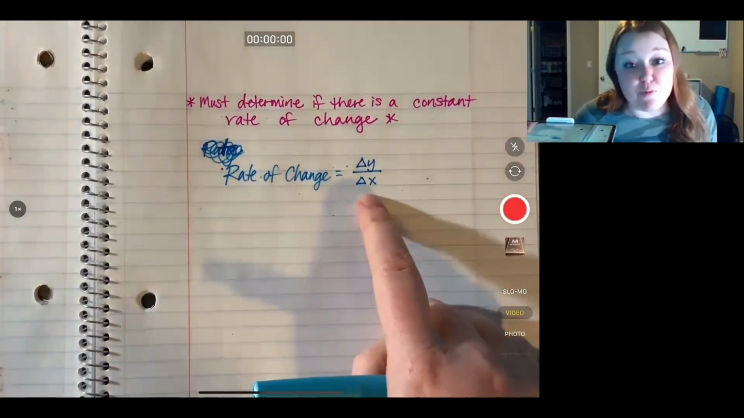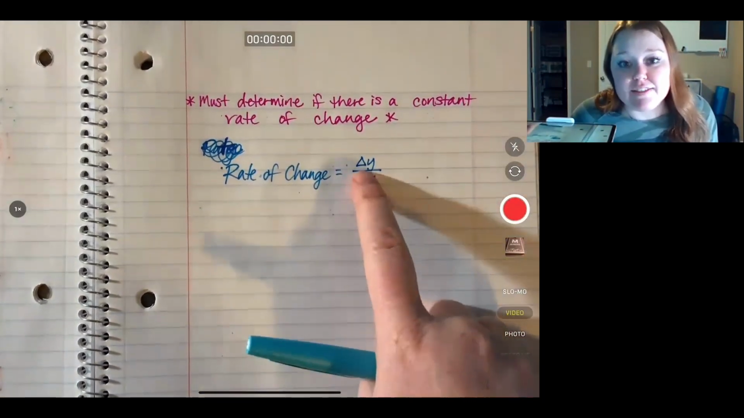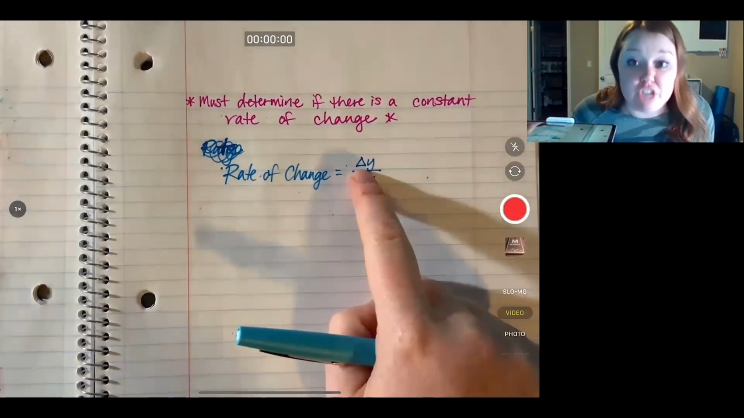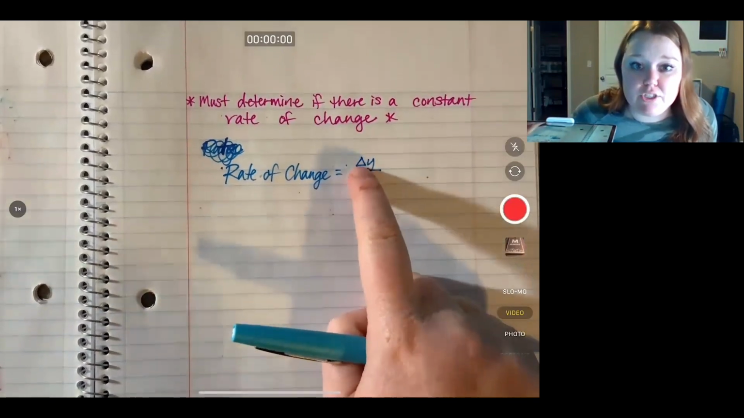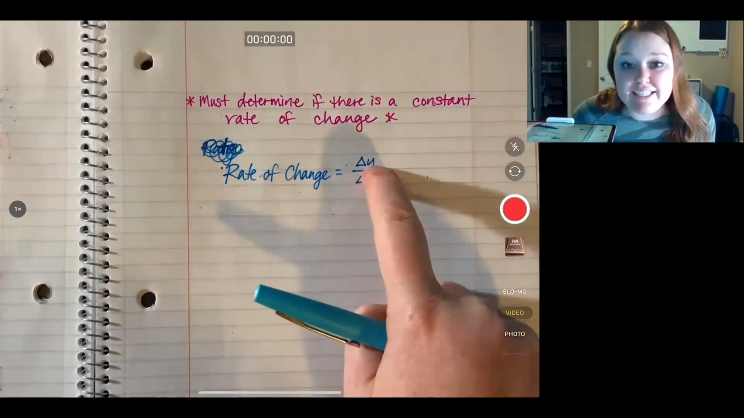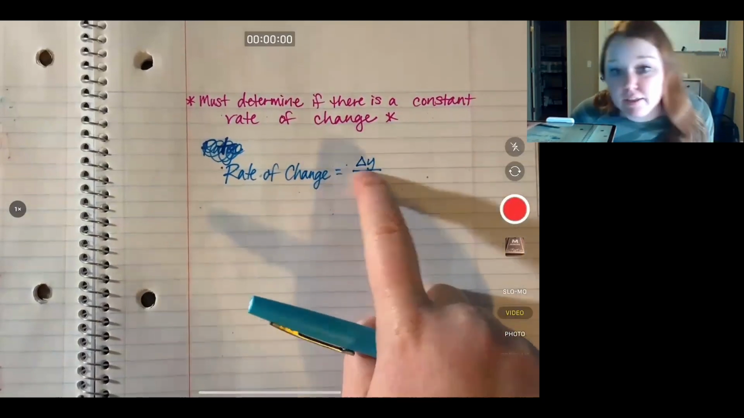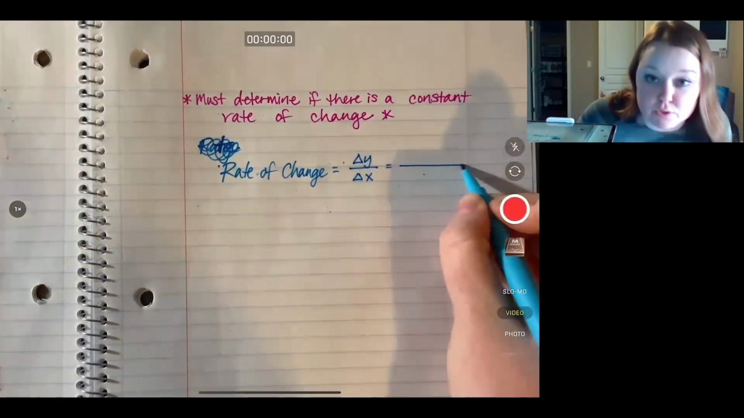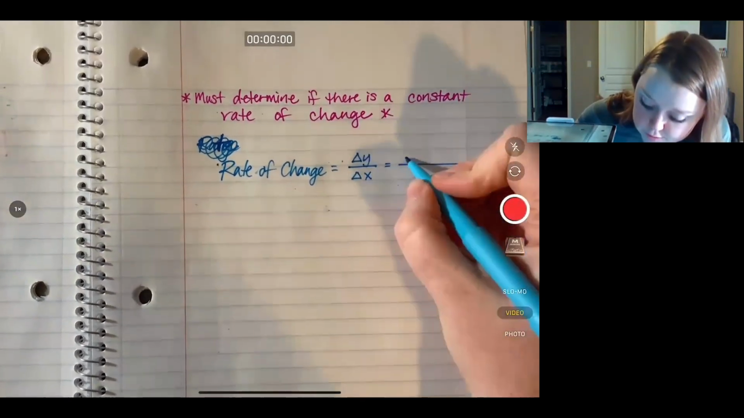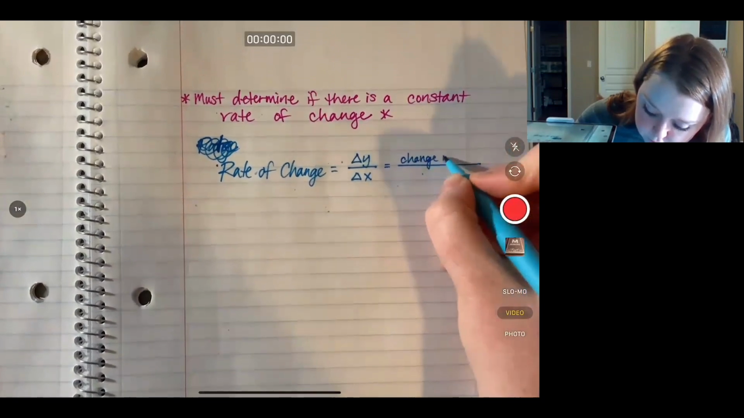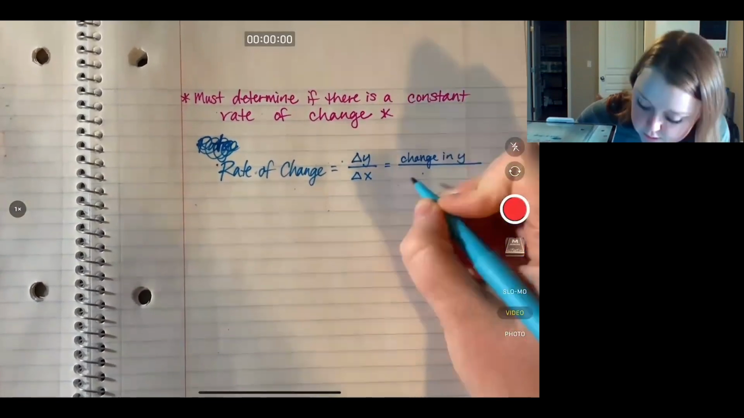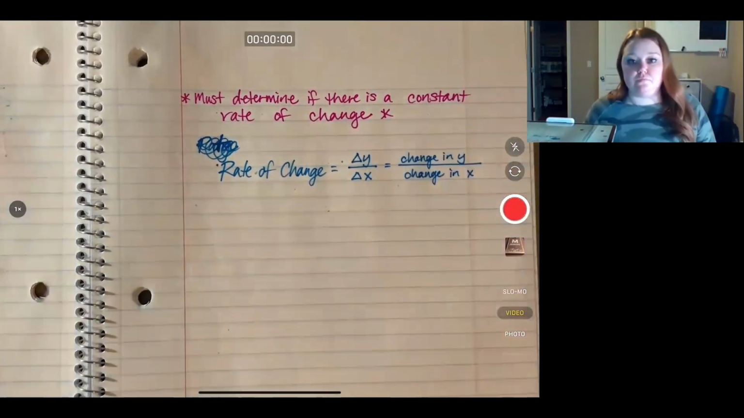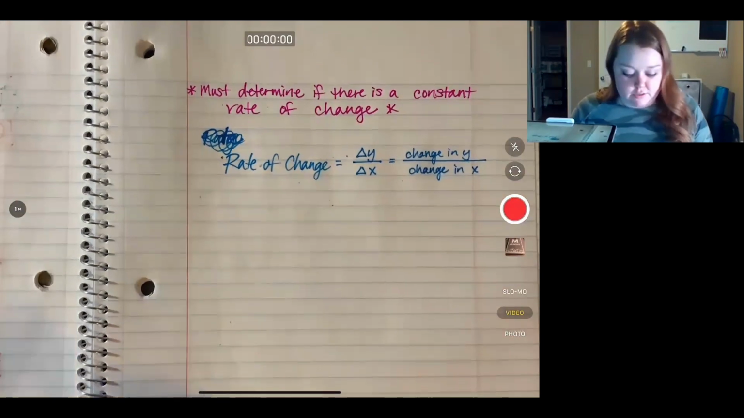This looks weird, but we're getting into real algebra right here. This little triangle is the Greek symbol delta, and delta means change. So this is saying you take the change in y and you divide by the change in x. So let's write that so you know what those little weird triangles mean: change in y divided by change in x.